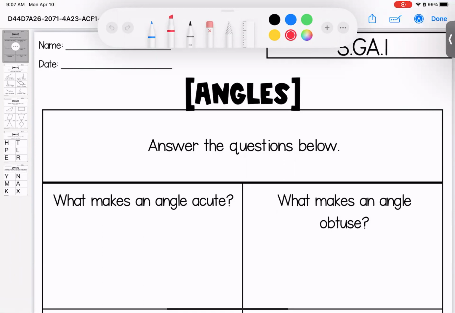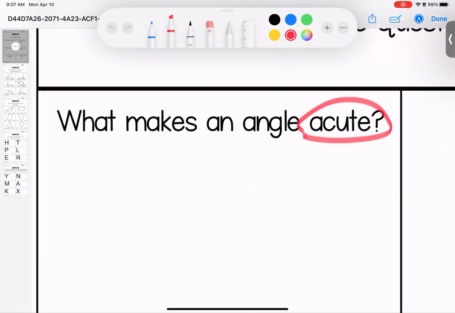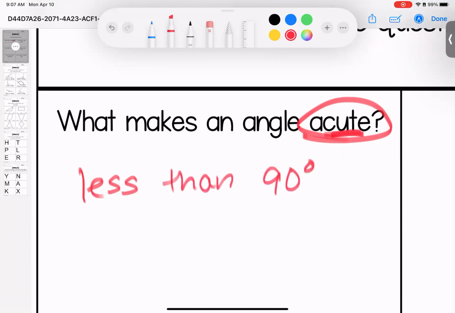Just as a reminder, angles are two rays that have a shared endpoint. So let's talk about some types of angles and how we know what they are. Starting off with what makes an angle acute. Remember, we're looking at that keyword cute. It's cute, it's small, it's tiny. It is less than 90 degrees or smaller than a right angle.